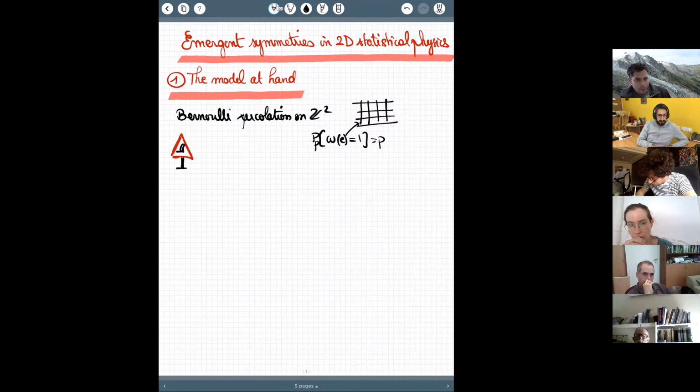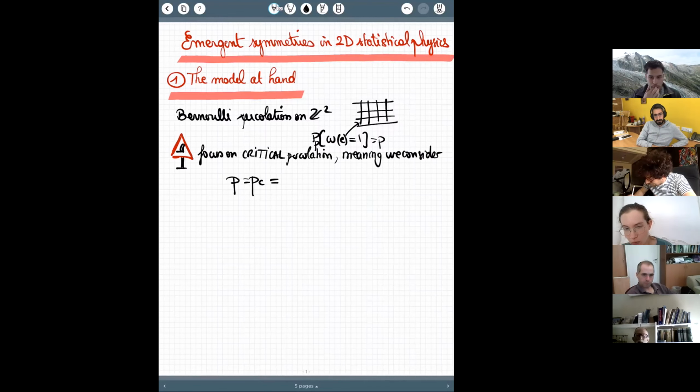So we focus on critical percolation, meaning that we consider p equal pc, which for the square lattice is equal to 1/2 by one of Kesten's famous theorems, Kesten from 1980. Okay, but the value itself is not important.